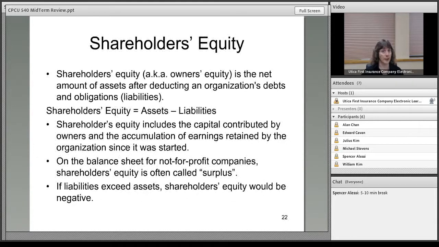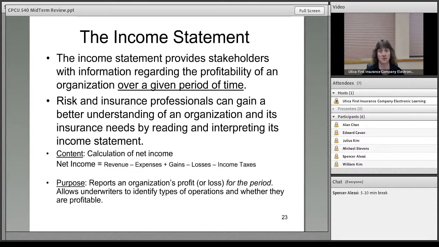Shareholders' equity, it's also called owner's equity or surplus. It's the net amount of assets after you deduct liabilities. And it includes the capital contributed by the owners and the accumulation of earnings retained by the organization since the beginning, since inception. And remember, because of the accounting equation, that if you have more liabilities than you have assets, then your policyholder surplus or your shareholders' equity would be negative, because that equation must balance.